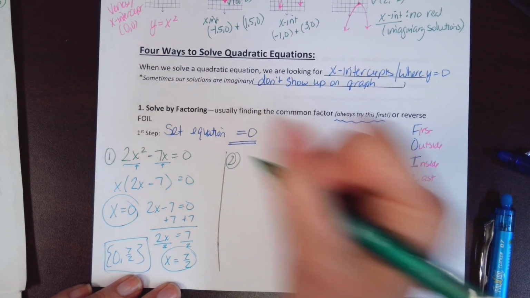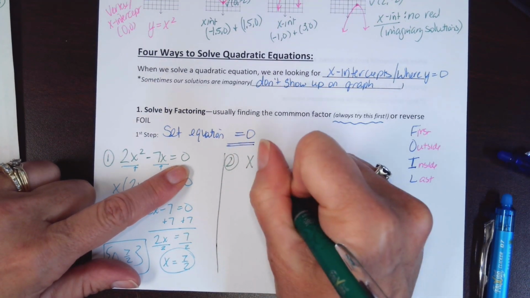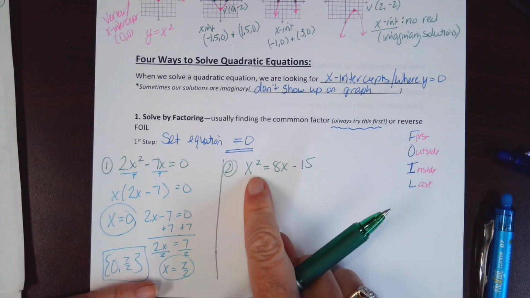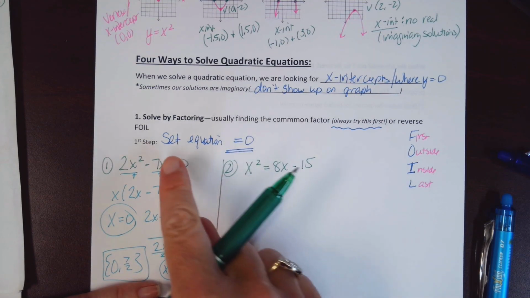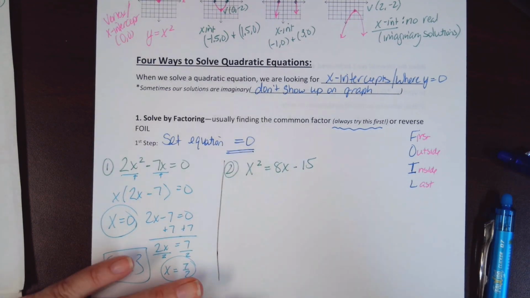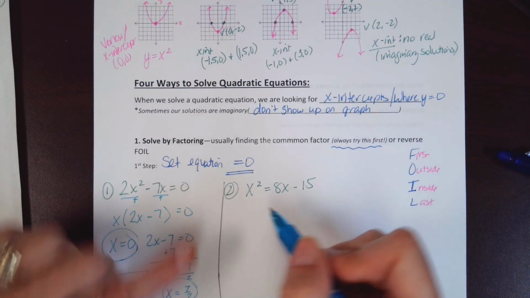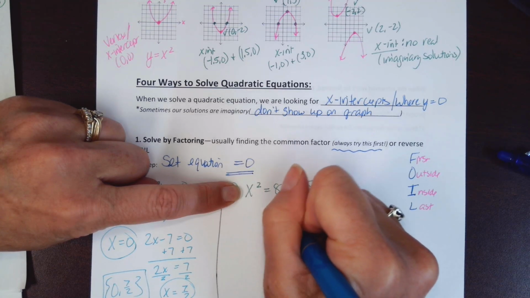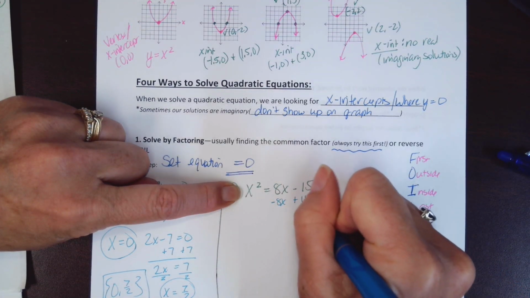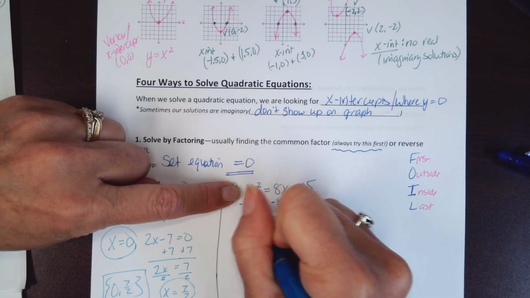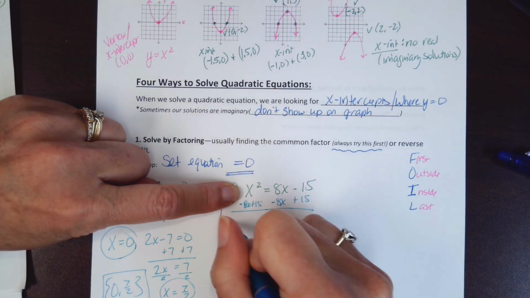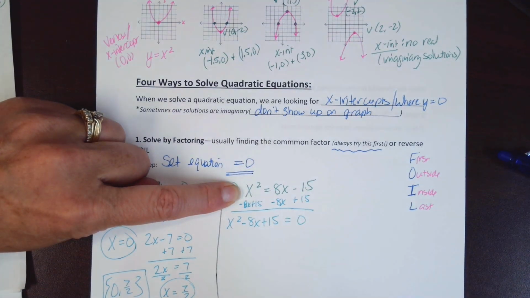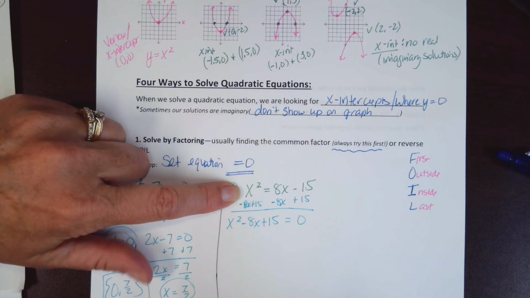For this one, I'm going to give you one that has all 3 terms. So x squared equals 8x minus 15. I know this is quadratic because it's second degree. My first step to solve is going to be set the equation equal to 0. I'm going to keep my squared term positive, so I need to move everything else over to the left. So I'm going to subtract 8x from both sides and add 15 to both sides. That gives me my quadratic equation in general form set equal to 0.